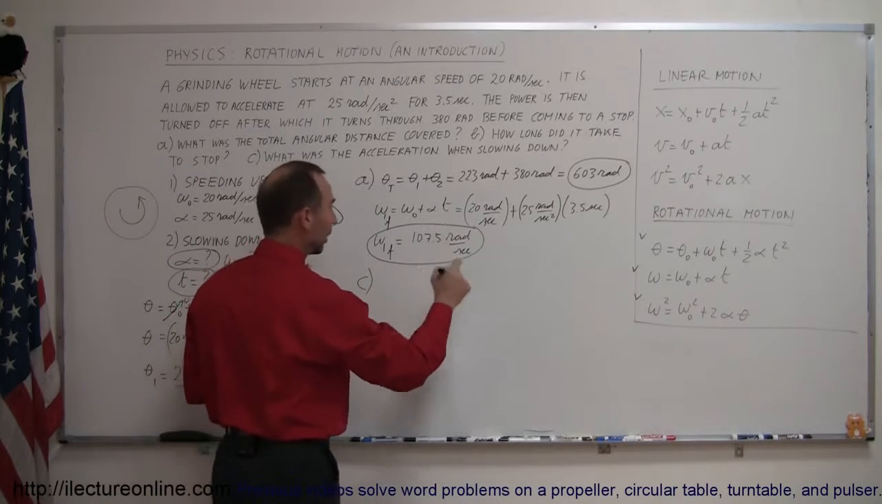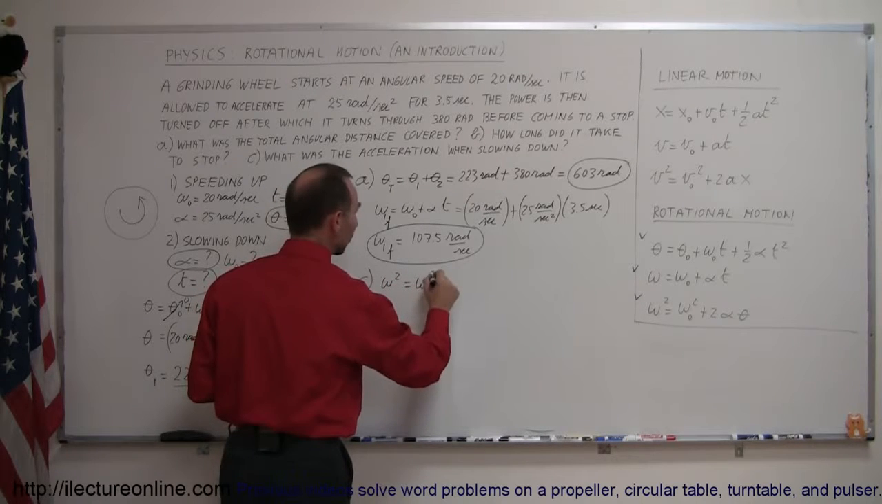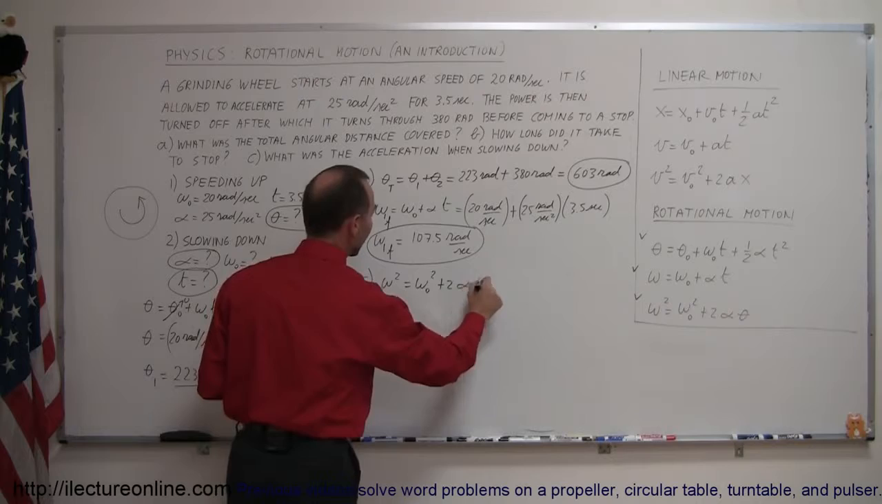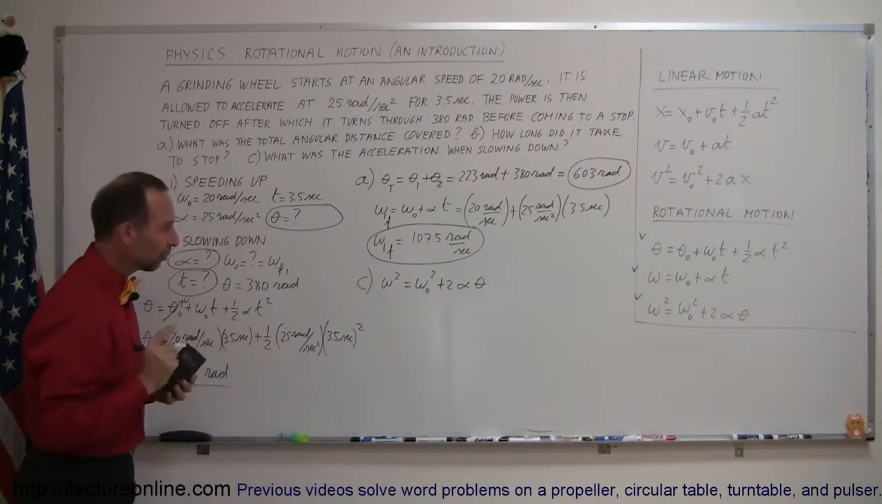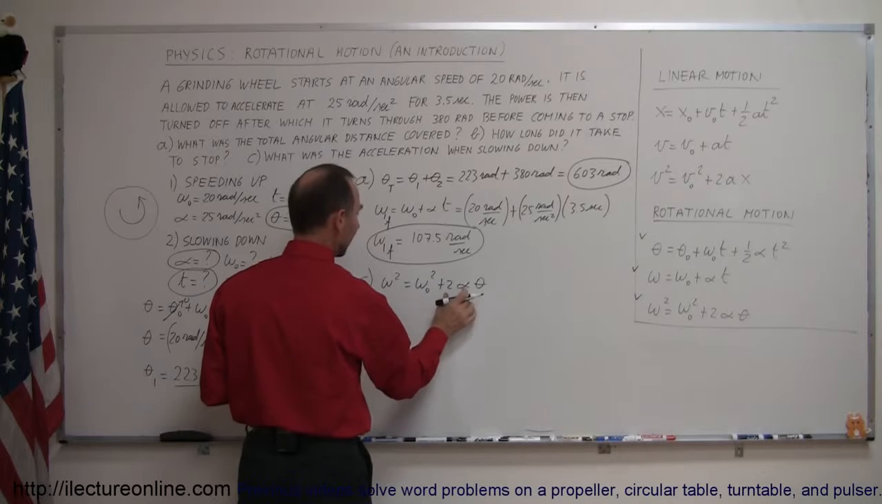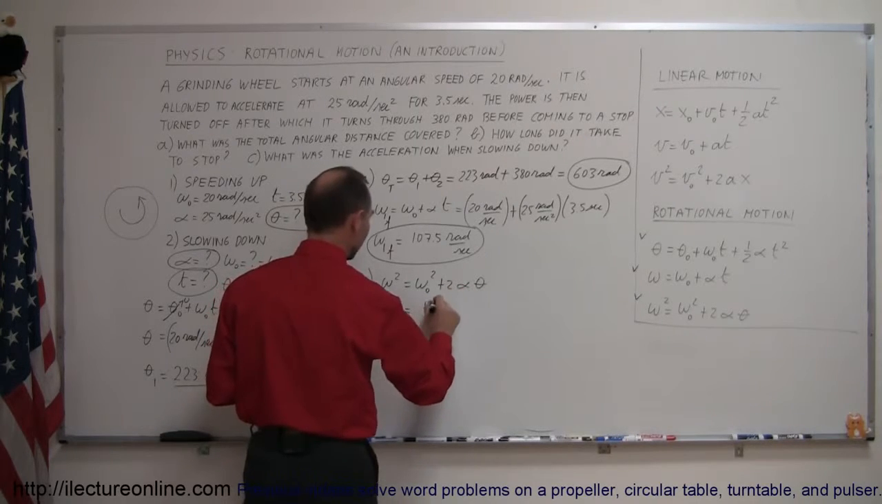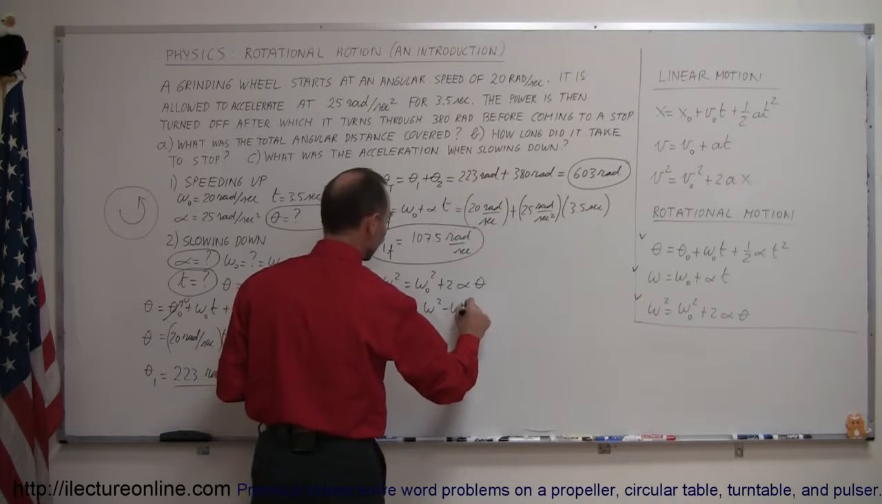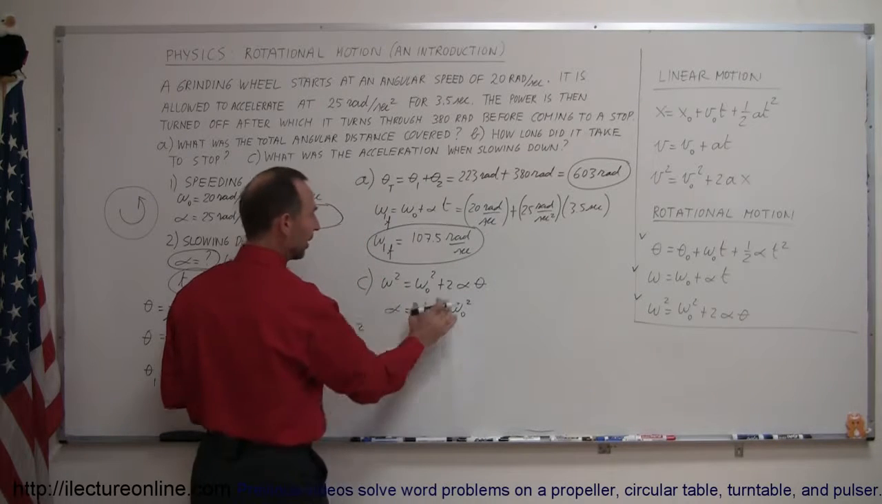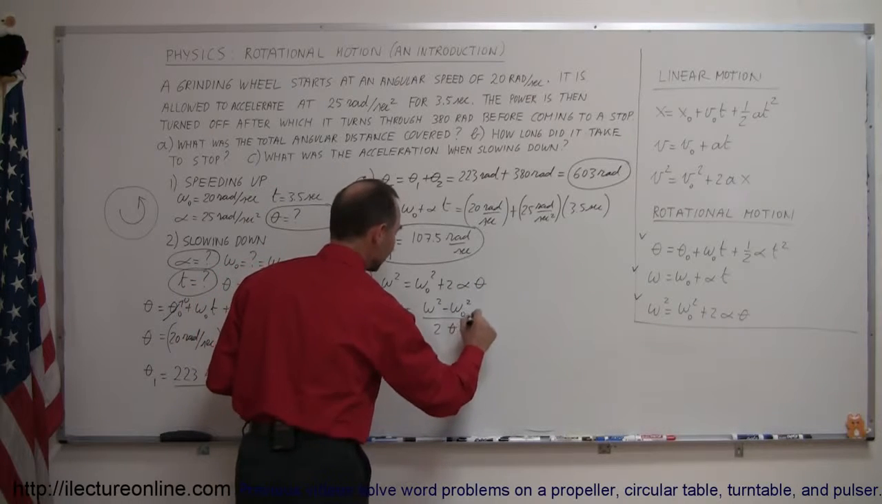So for C, we can use that equation, omega squared equals omega initial squared plus 2 alpha theta. Since we're looking for alpha, we can subtract omega initial squared from both sides and divide by 2 theta. So I can say that alpha is equal to omega squared minus omega initial squared, by moving omega initial over to the other side, and then dividing by the coefficients of alpha, which is 2 times theta.